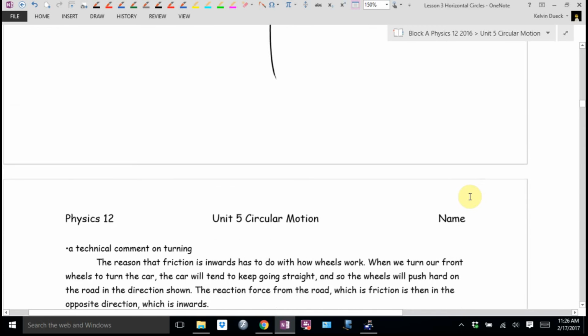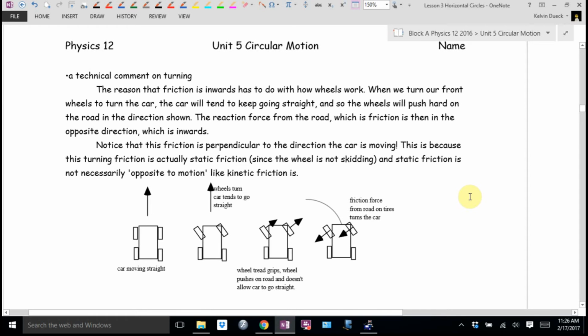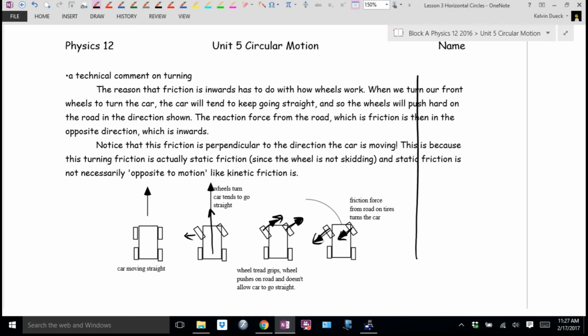Ready for a bit of technical comment here? So the reason that friction is inwards has to do with how your tires work. When you turn your front wheels to the left, the car wants to keep going in a straight line at a steady speed. That's Newton's first law. But because you've turned your tires to the left, they apply a force against the road that way. Forces come in pairs. The road applies a force against the tires that way. If friction can't apply a big enough force, Newton's first will kick in, and you're going to overshoot the corner and end up in the ditch on the outside of the corner. Hopefully none of you experienced that.